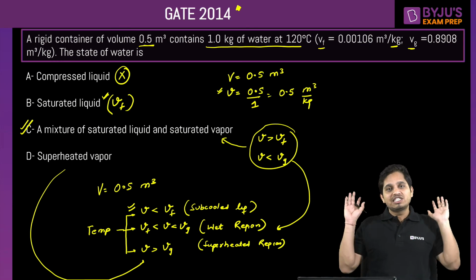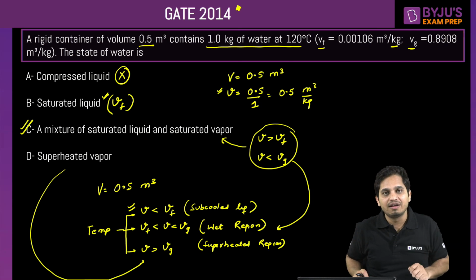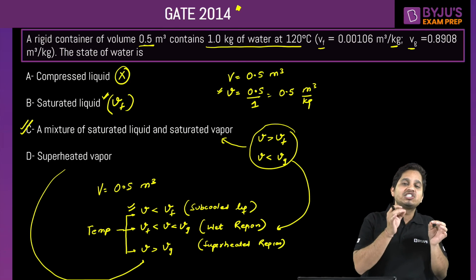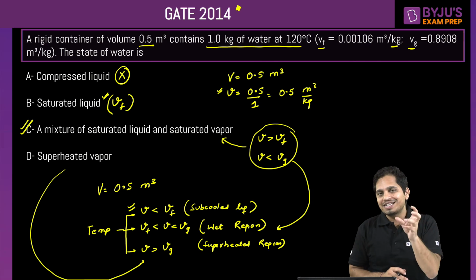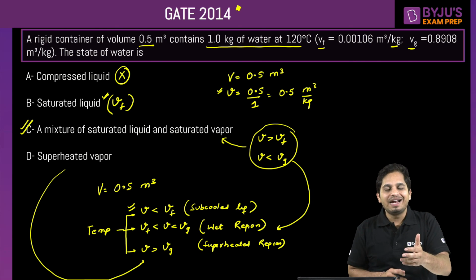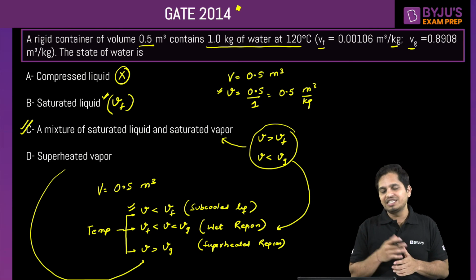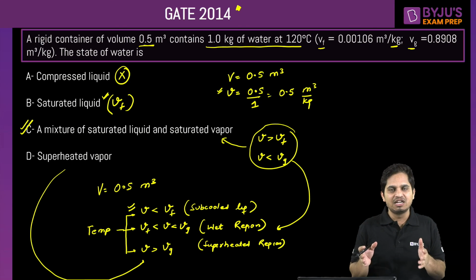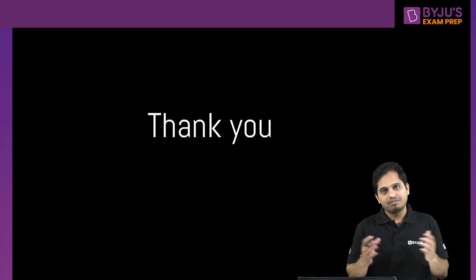This is how you can find out the phase or state of your fluid during phase change by knowing its temperature, pressure, and specific volume. You have to understand the conclusions, and then these questions will be very, very easy for you. These are GATE questions, and it should not take more than 2 or 3 seconds to answer them. So, thank you very much.